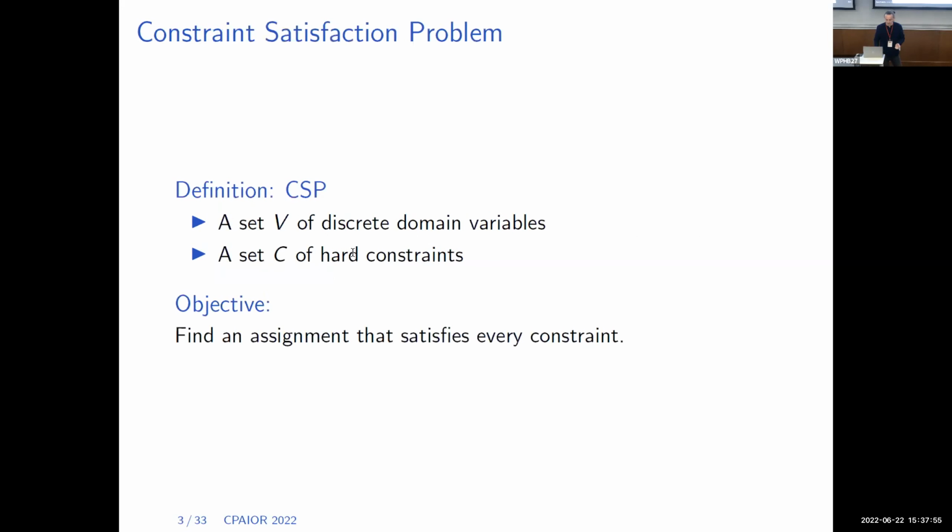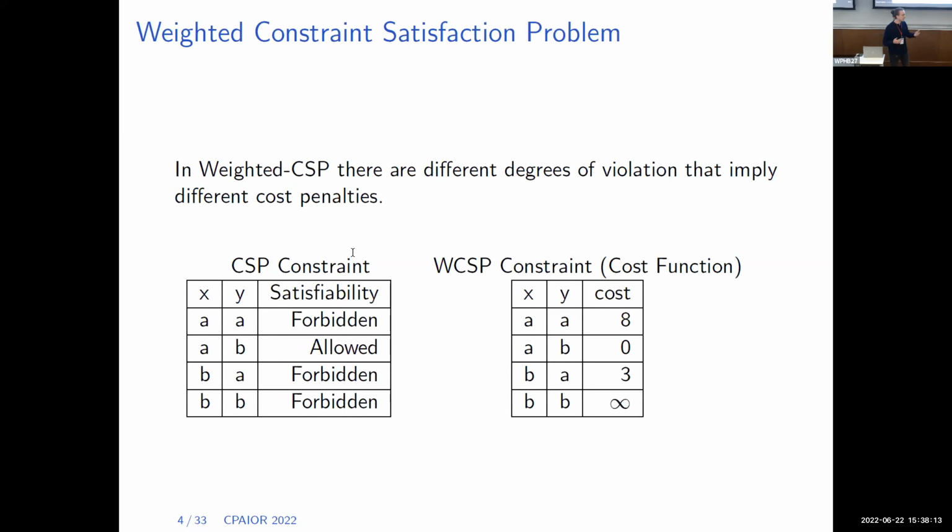To introduce the WCSP, I will begin with the constraint satisfaction problem that I think many of you already know. In this problem, we have a set of discrete domain variables and a set of constraints, and I want to find an assignment that satisfies all the constraints. Here we are talking about the weighted version of these problems, which means that we don't have binary violations of the constraints, but different degrees of violation, which can apply different cost penalties.